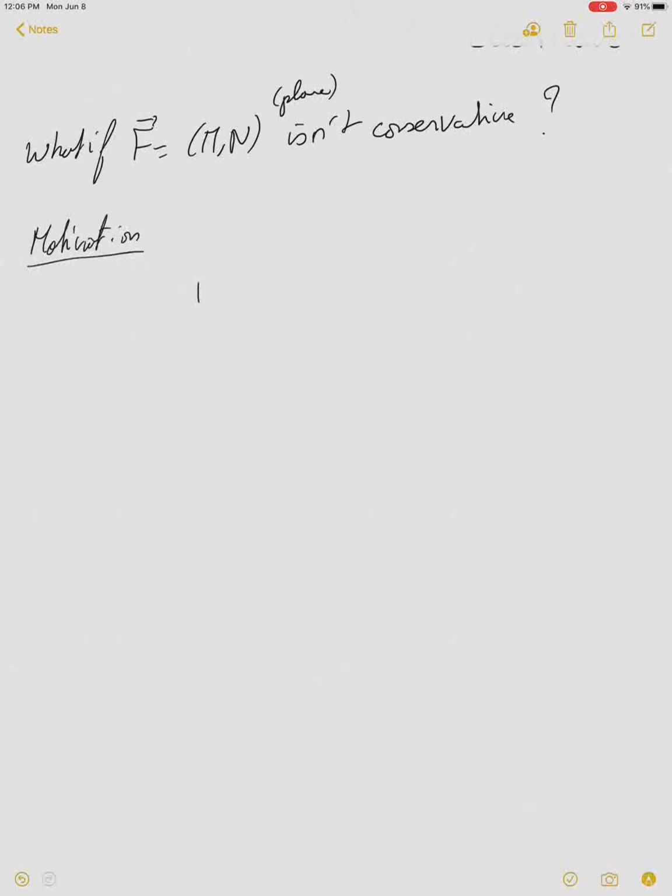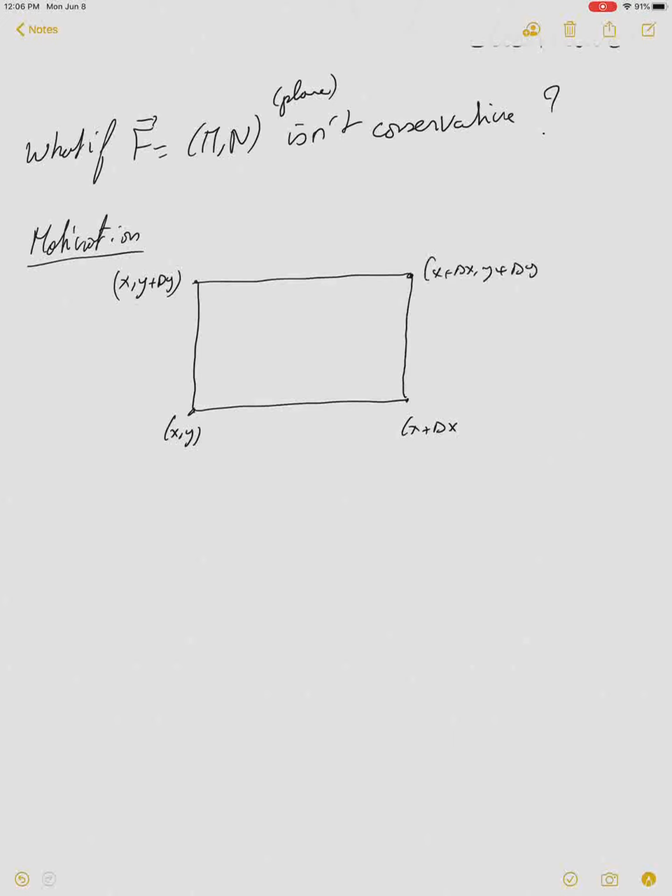Say I have a very small rectangle. This is x, y. This is x plus delta x, y. This is x, y plus delta y. And this is x plus delta x, y plus delta y. And this is my curve C. Let's call the sides L1, L2, L3, L4, and say I have a field F.